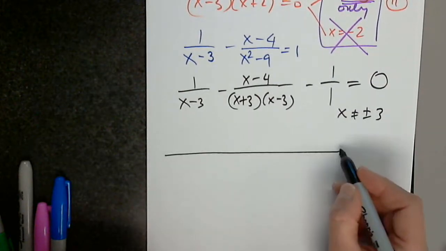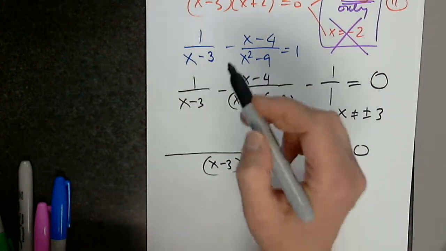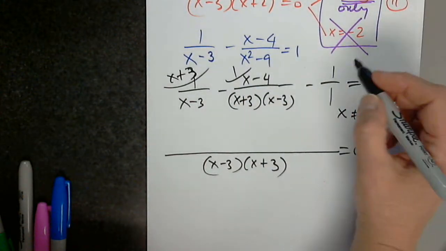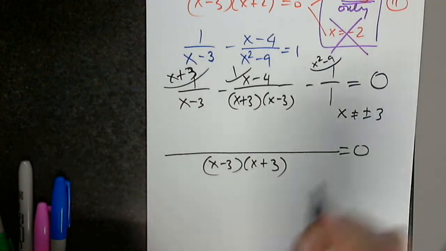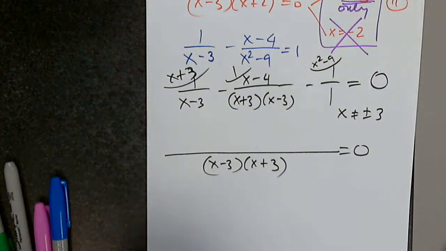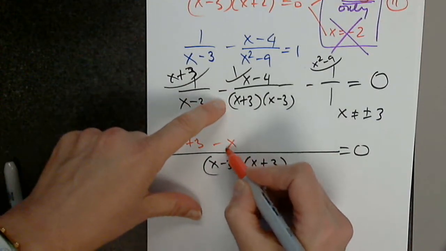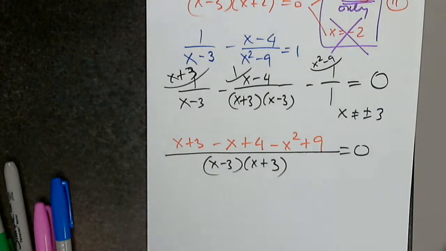I will find the least common denominator as x minus 3, x plus 3. I will say this needs an x plus 3, this one needs only 1, and this one needs the product. And I will write the product here because it's easier for me to distribute. So now x plus 3 minus x plus 4 minus x squared plus 9.